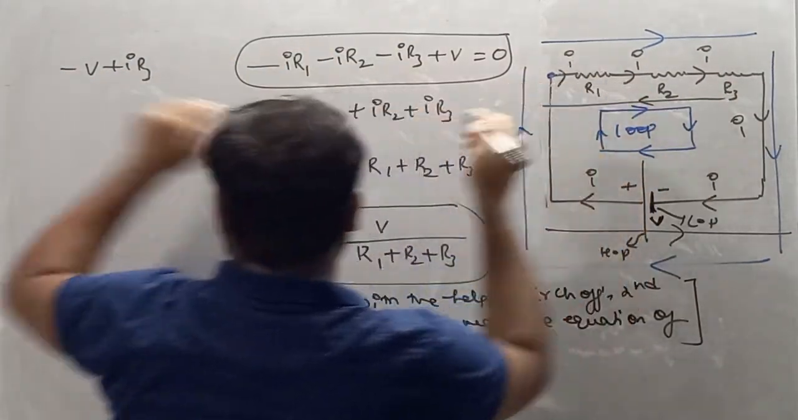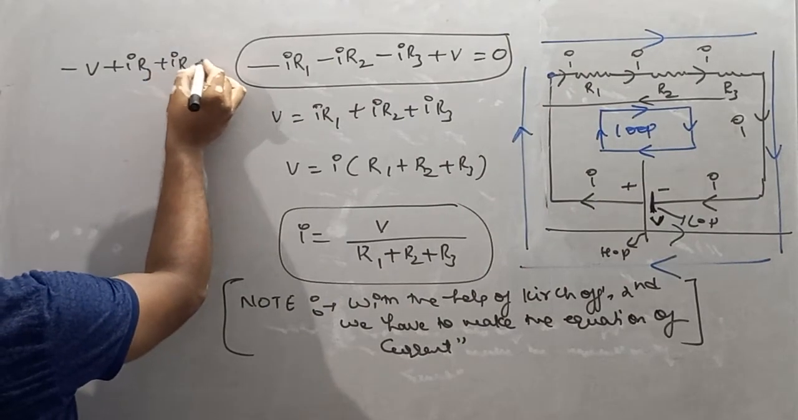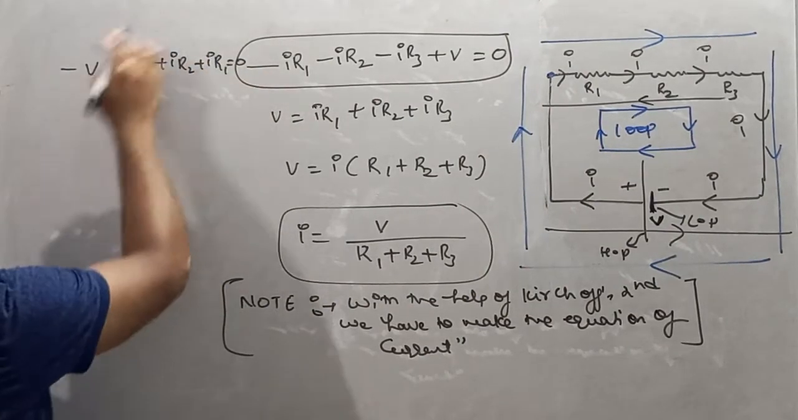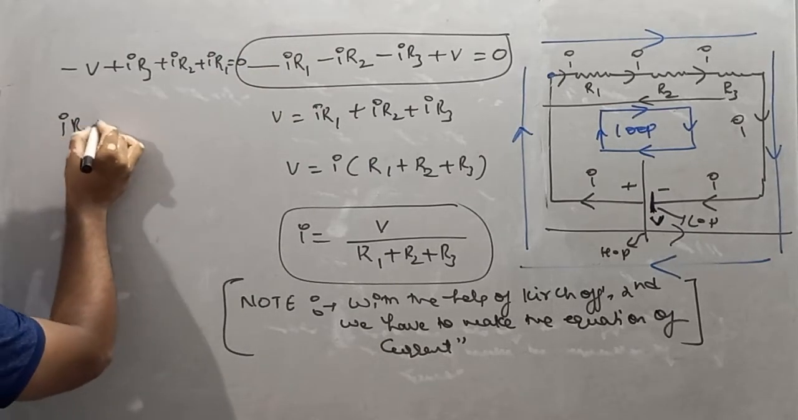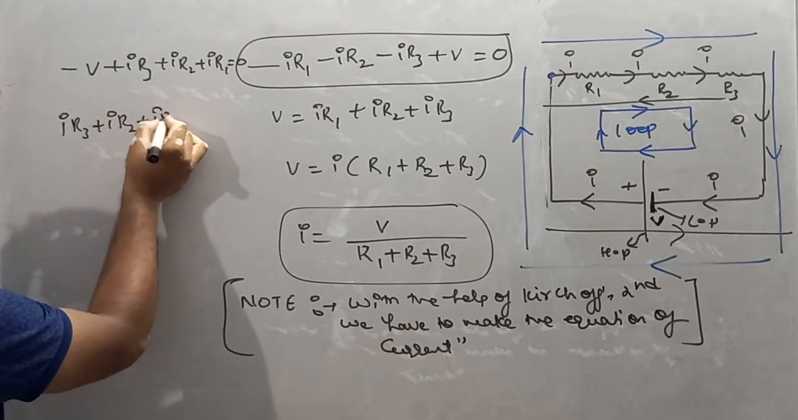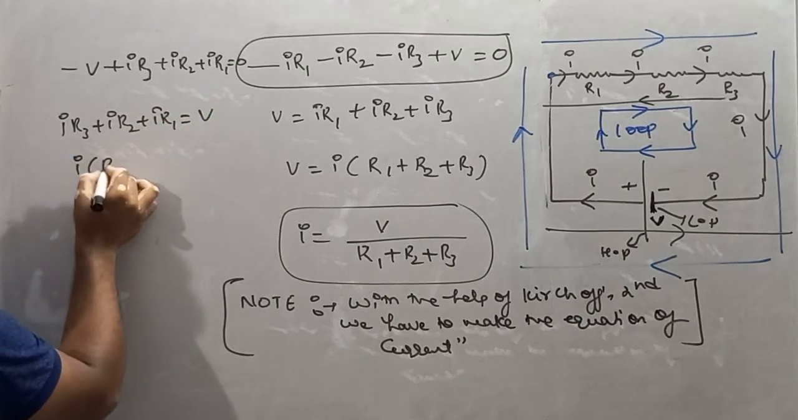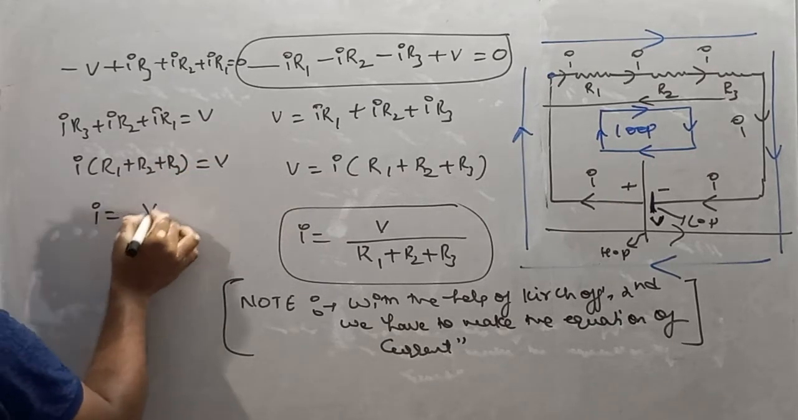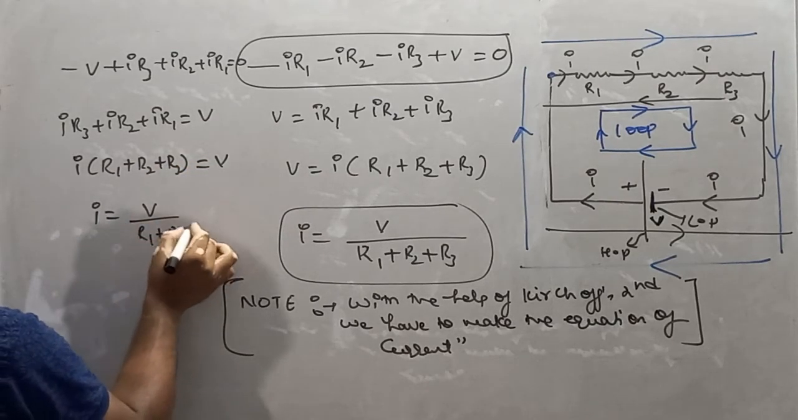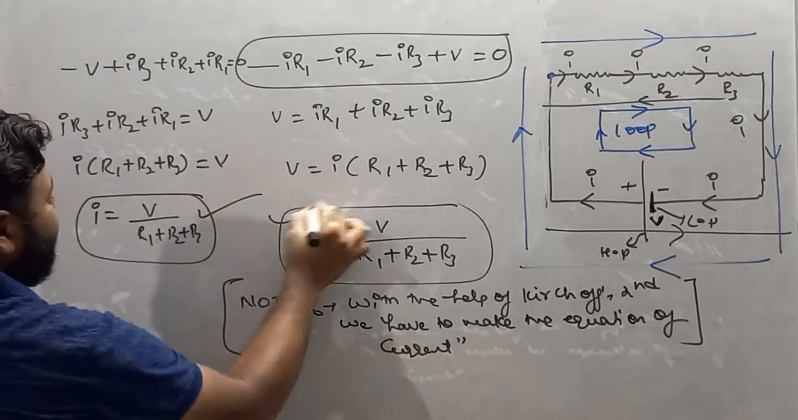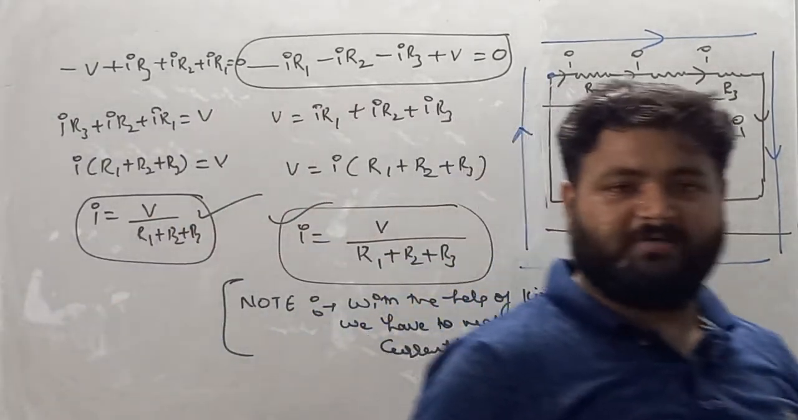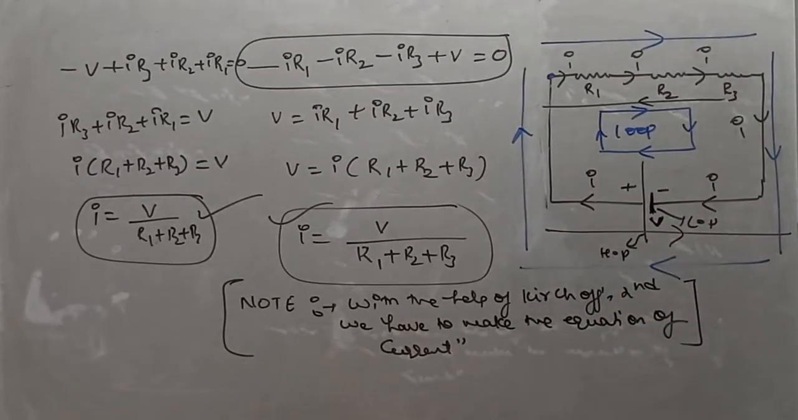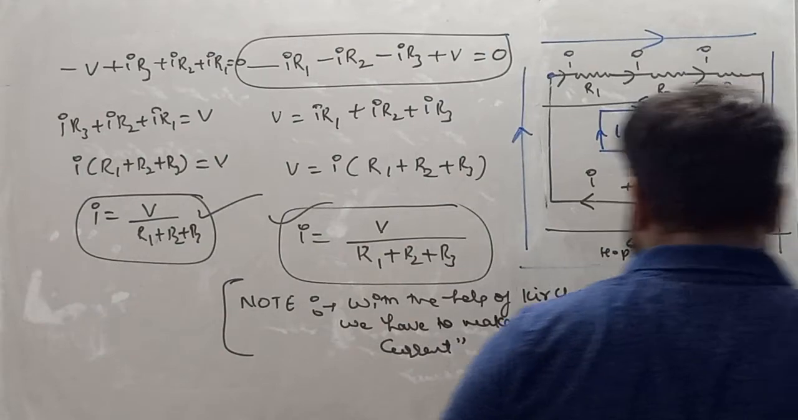Again opposite, so what we'll write? Plus IR2 plus IR1 is equal to 0. Take negative this side, so IR3 plus IR2 plus IR1 is equal to V. So I times (R1 plus R2 plus R3) is equal to V. So I is equal to V by (R1 plus R2 plus R3). So what we'll see here? Either you can take the loop clockwise or anti-clockwise, the answer becomes same, dear student. So this is all about Kirchhoff's first law and Kirchhoff's second law.